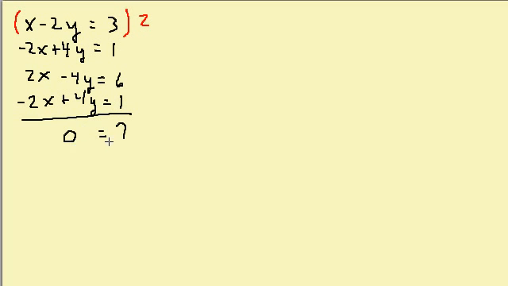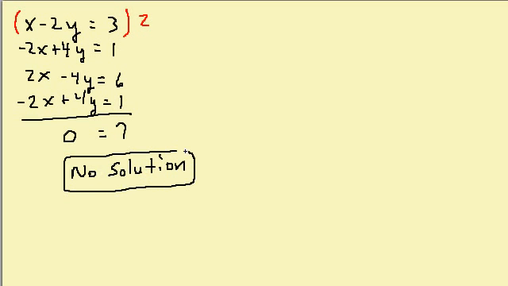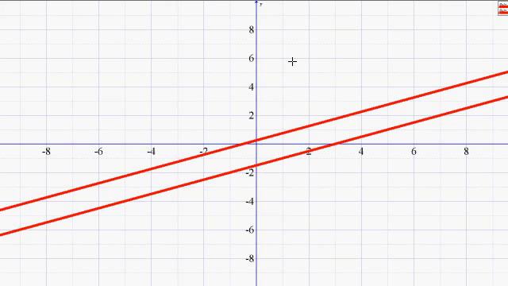Well, 0 equals 7 is not a true statement. So this is no solution. That means these two lines here do not intersect. These lines are parallel. And here's a graph of the two lines. You can see the two lines are parallel. They'll never intersect. So there's no solution.